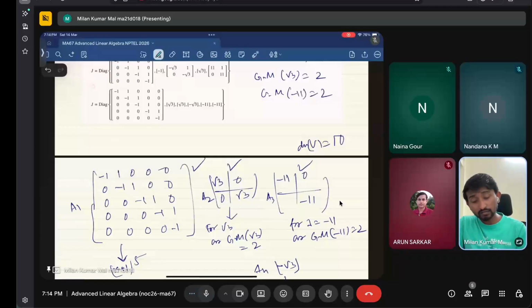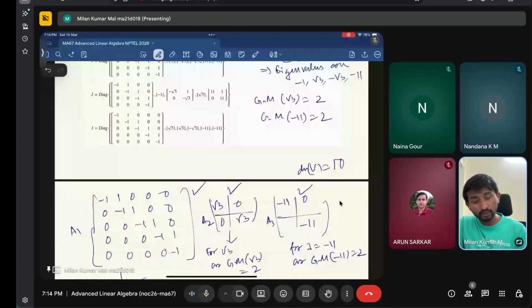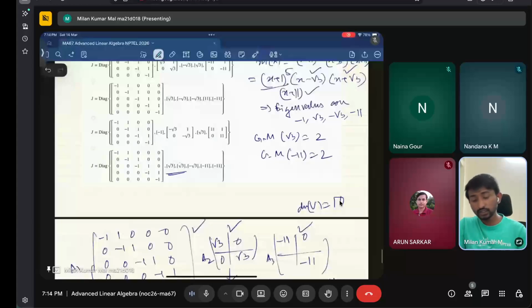As the geometric multiplicity of root 3 is 2, there will be 2 blocks of root 3. So this is the 2 blocks of root 3, corresponding to minus root 3 there will be 1 block, corresponding to minus 11 there will be 2 blocks, and corresponding to minus 1 there will be one 5 by 5 block. So this is the option. All other options are incorrect because there is no other possible choice.